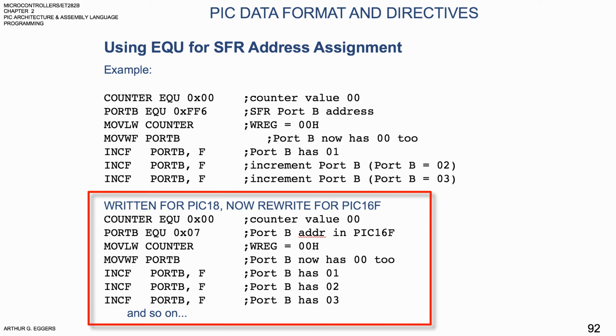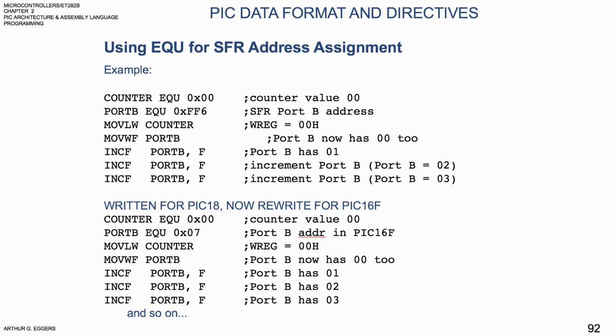Now we move the literal value for counter, and it's set at 0, so we look back at that first line. Move the working register to file PORTB. Now PORTB has a 0 as well, and then we do the same thing. We increment by 1, it stores that value at PORTB. We increment it again, it stores a 2 at PORTB. We increment it again, and it stores the value 3. So those are the first two. We'll look at the others here as we go.